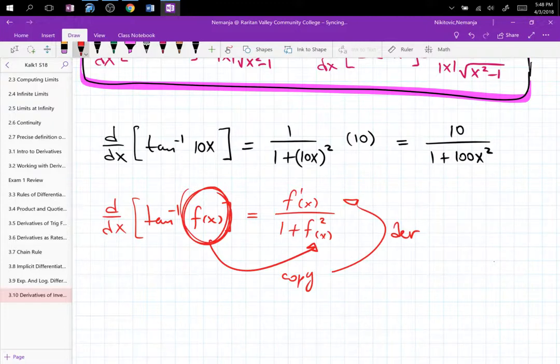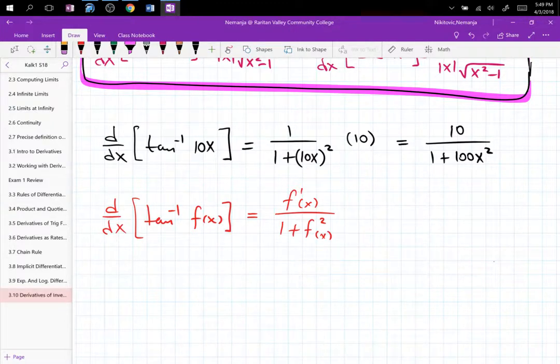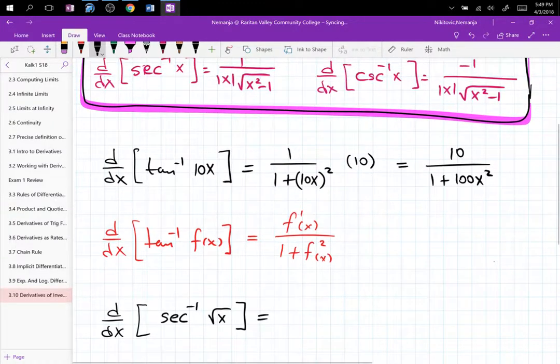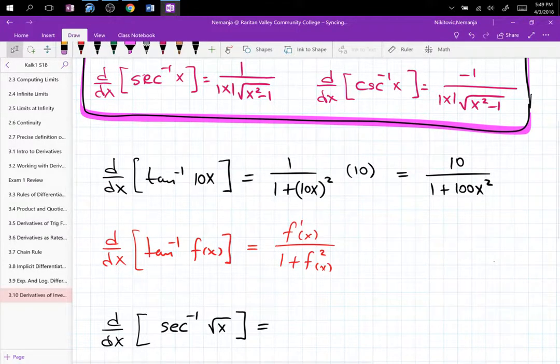So that's the ln, right? The same thing here. You would copy the function as is, and then you write the derivative. So let's take a look at, say, the derivative of secant inverse of square root of x, because we can. You have the formula at the top of the screen. You have the problem on the bottom of the screen. Try to put this together in your notes.